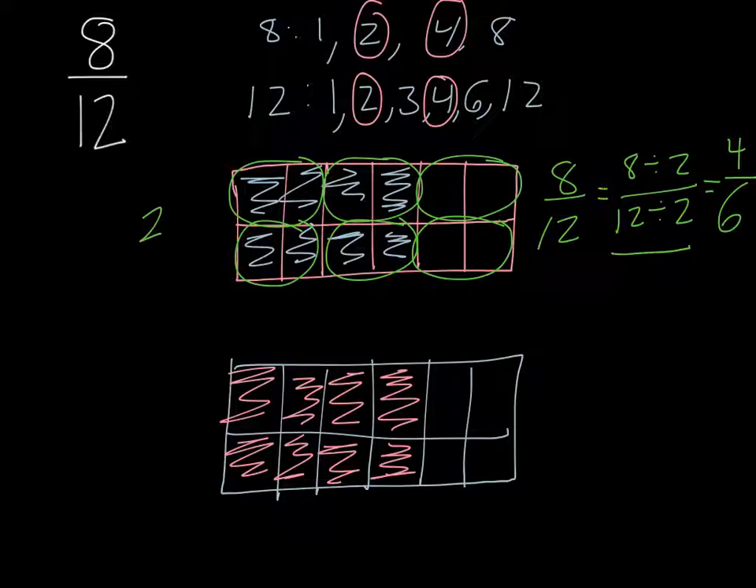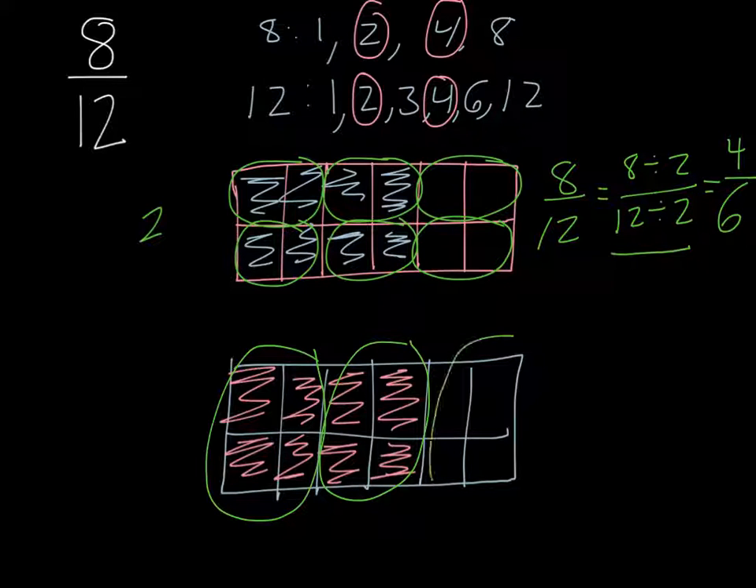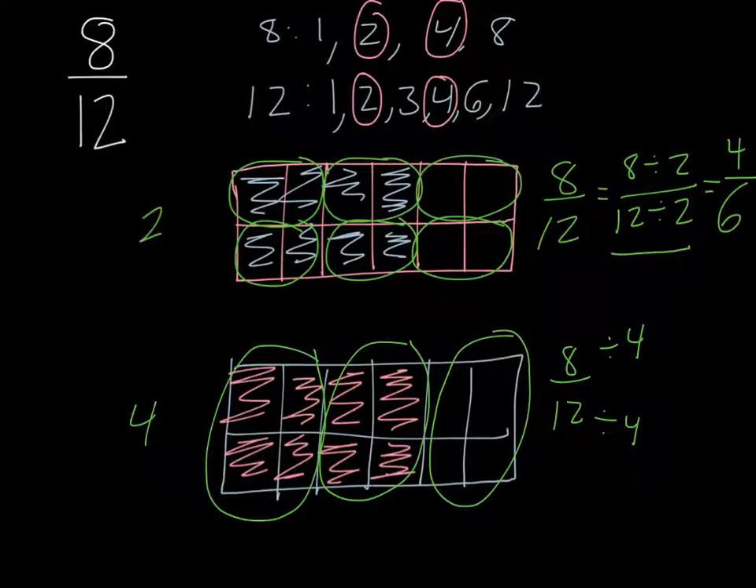Now down here, I'm going to use my larger factor. You'll notice that 4 is the larger factor that they have in common. So I'm going to make 1 group of 4, 2 groups of 4, 3 groups of 4. So if I take the same fraction, 8/12, and I divide it by 4 on the top and the bottom, because remember, whatever you do to the top, you must do to the bottom. 8 divided by 4 is 2, and 12 divided by 4 is 3.